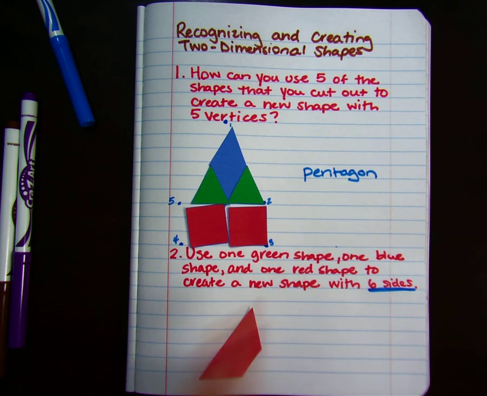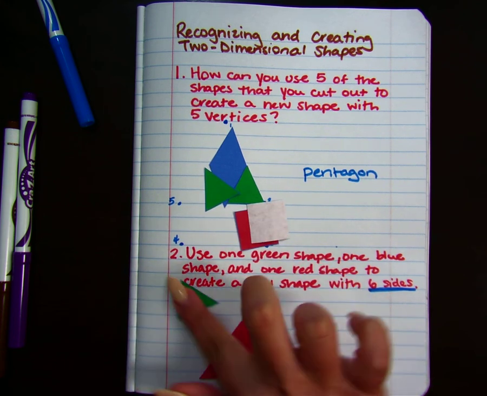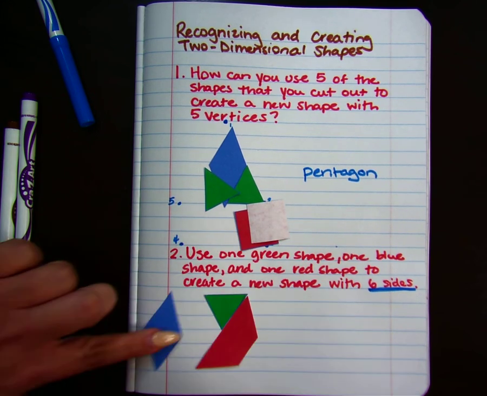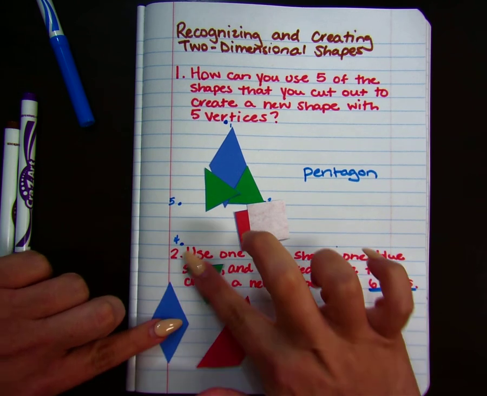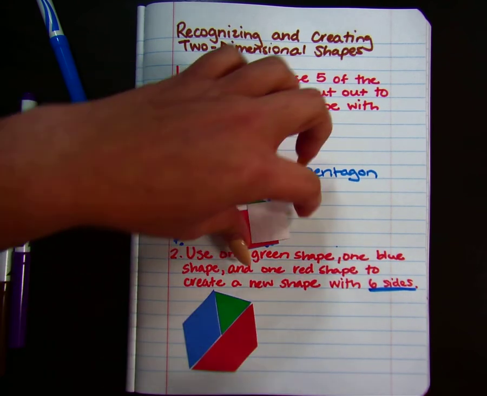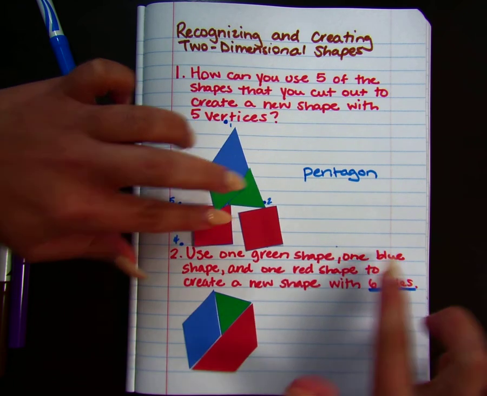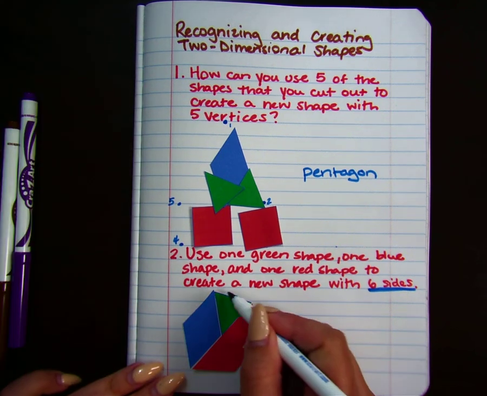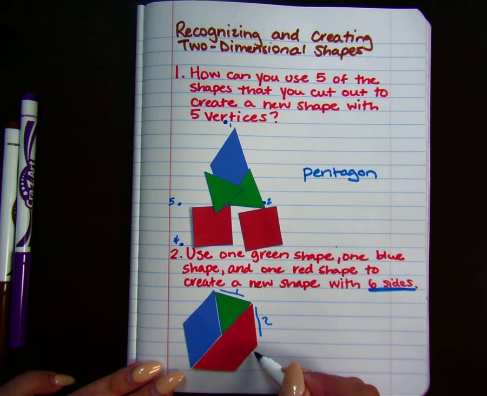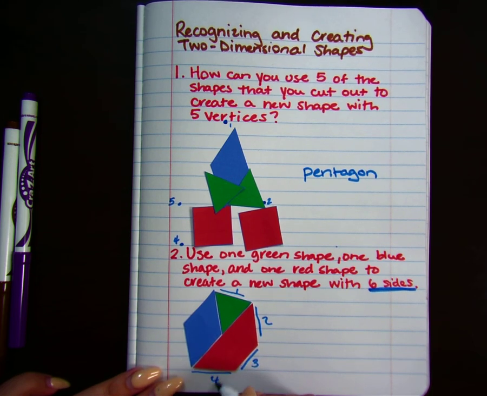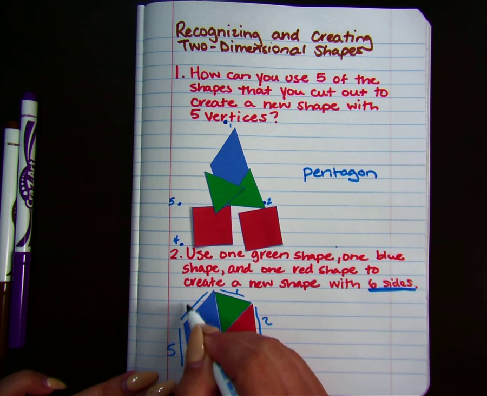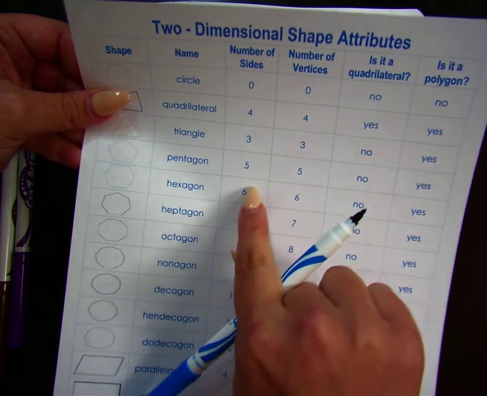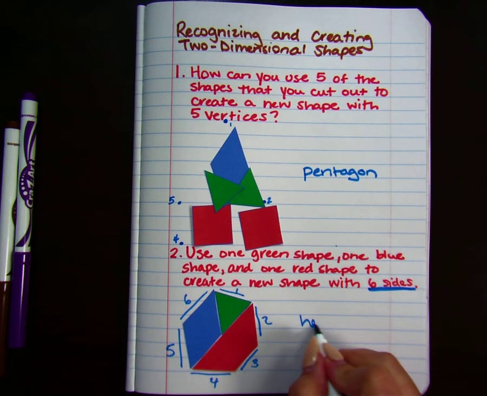We have a red shape, we have a green shape, and we have a blue shape. 1 green, 1 blue, 1 red, and we needed 6 sides. So we have 1 side, 2 sides, 3 sides, 4 sides, 5 sides, 6 sides. And if we look at our cheat sheet, we see that 6 sides is a hexagon.